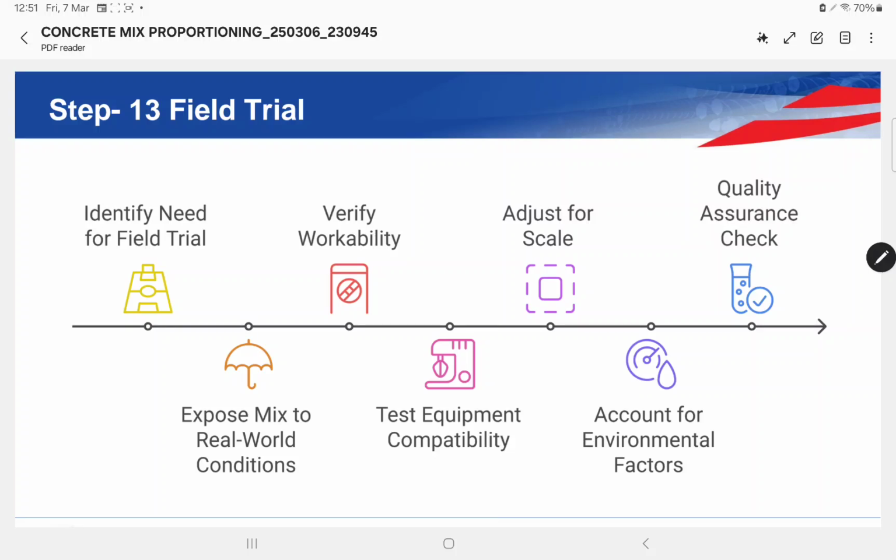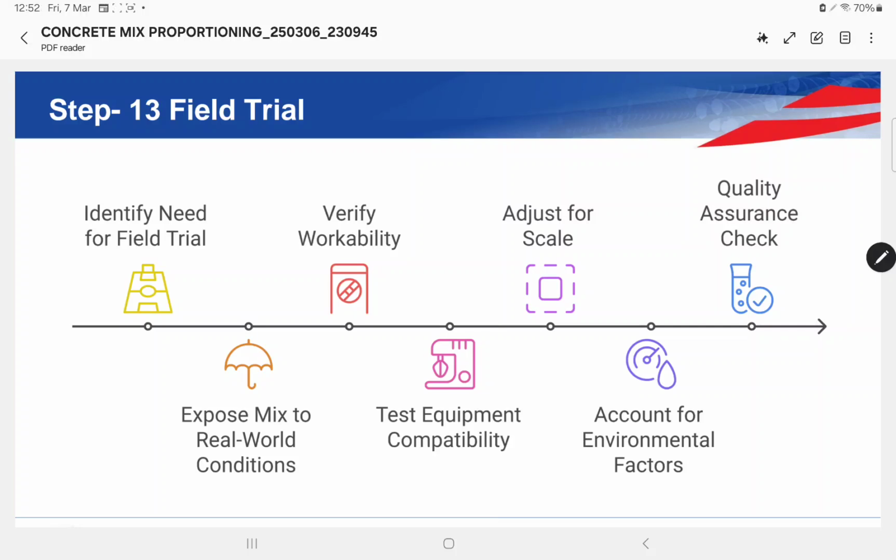Then another thing is the sequence of addition of materials. The way you added all the materials in the lab trial may not be the same when you use a batching plant, and the sequence of addition of materials also has some effect on your fresh concrete. That's why there is a lot of variation that may happen outside. Therefore, you need to consider a field trial. This is mostly neglected, but very, very important.